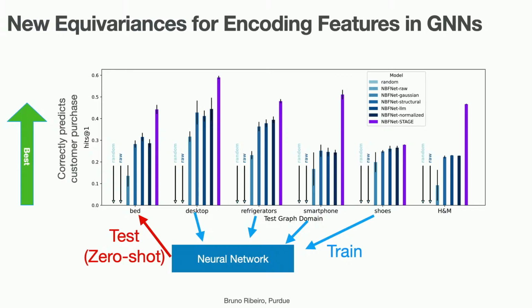And then what happens is that suppose I'm trying to predict what people will buy. And I'm going to do this zero shot, meaning I'm going to train on what people buy on desktops or user products, refrigerators, smartphones, shoes, and clothes. And I'm going to train on this data.